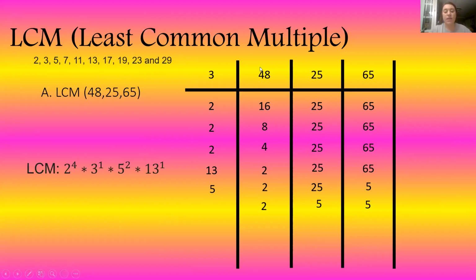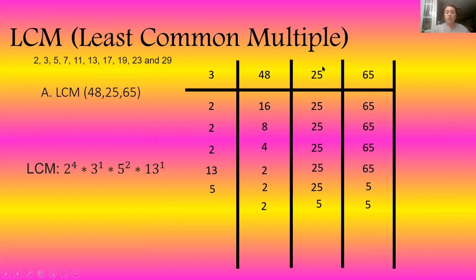Okay, so 48 divided by 3 is 16. 16 divided by 2 is 8. Then 8 divided by 2 is 4. And then 4 divided by 2 gives us 2. So that's as low as we can get with our prime numbers. We want to get our givens down to the lowest prime number that we can. Now that stops us there.